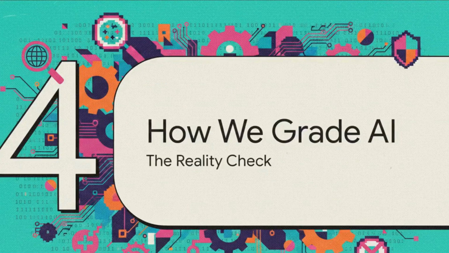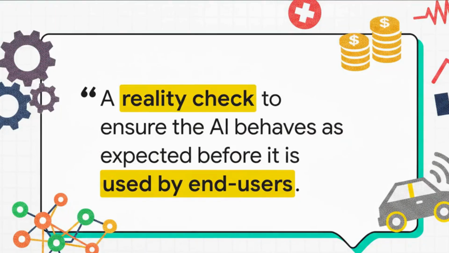Now, this second step isn't just about giving it a grade. It is so much more important than that. You can think of it as the AI's final, absolute reality check before we let it anywhere near the real world. And this quote just nails it. It's a reality check to ensure the AI behaves as expected before it is used by end users. This step is what makes the difference between a cool science fair project and a reliable tool you can actually trust in a hospital, a bank, or even in your car.